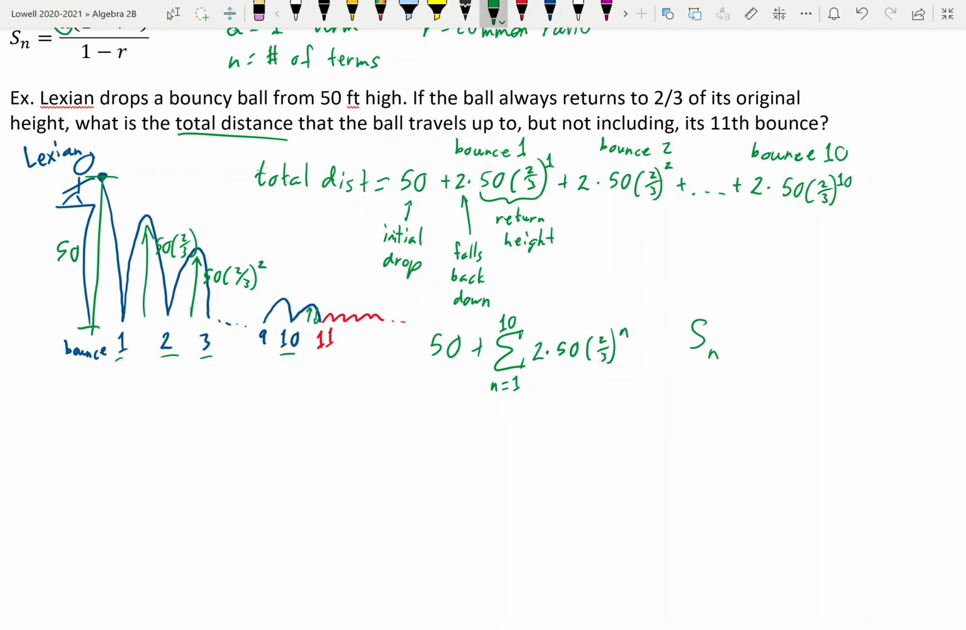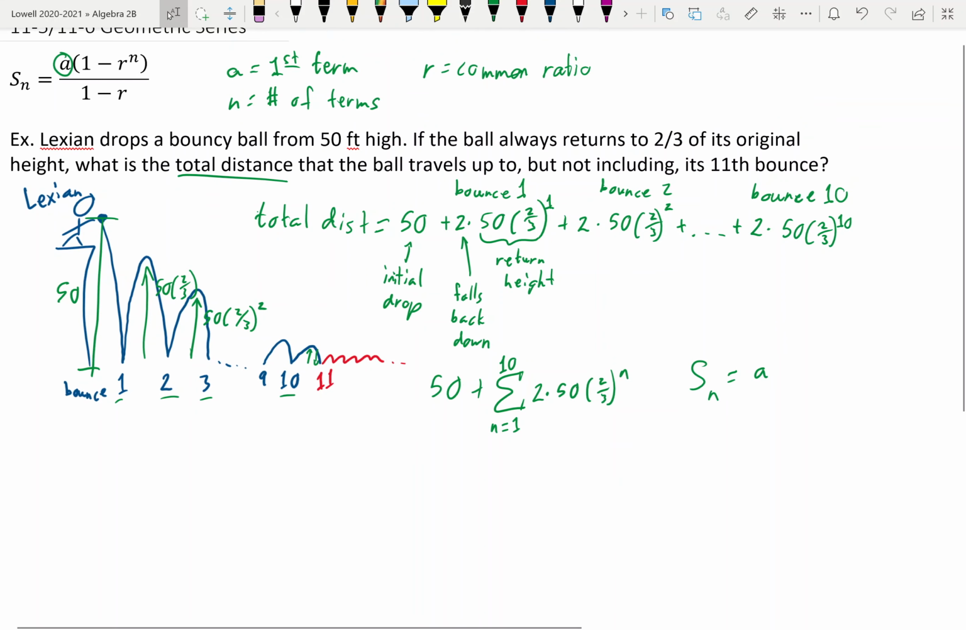So Sn is going to be equal to, again, the first term. Don't worry too much about the notation. Your text might be different notation. It's whatever the first term is times 1 minus our common ratio to the n, where n is the number of terms, over 1 minus r. So let's just point out our different values. A is our first term.